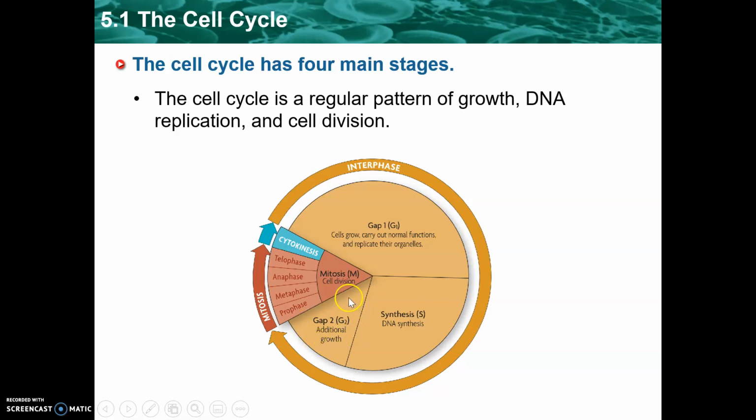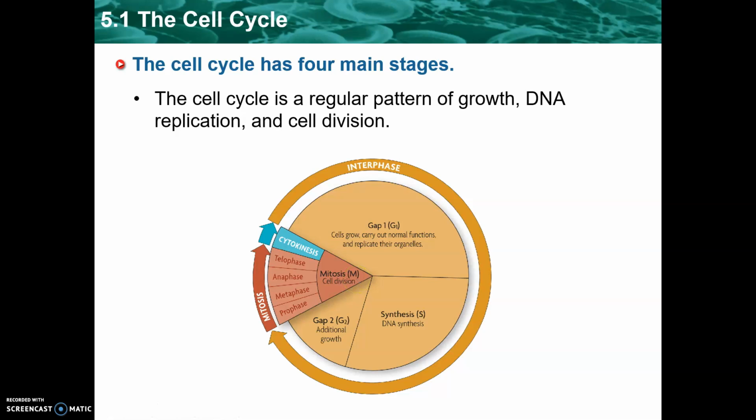The 4th main phase of the cell cycle is this slice over here. Notice this is called the mitosis or M phase of the cell cycle. And the M phase is going to include all 4 stages of mitosis itself. Mitosis is technically the division of just the nucleus of the cell. And then that is followed by cytokinesis, which is the division of the cytoplasm of the cell. But all of those together make up what we call the M phase of the cell cycle.